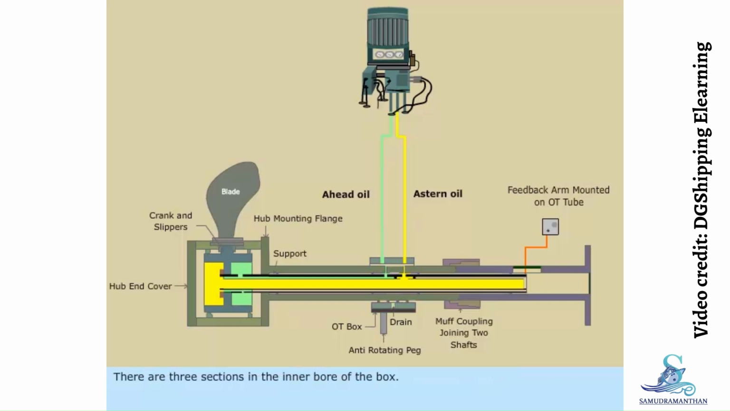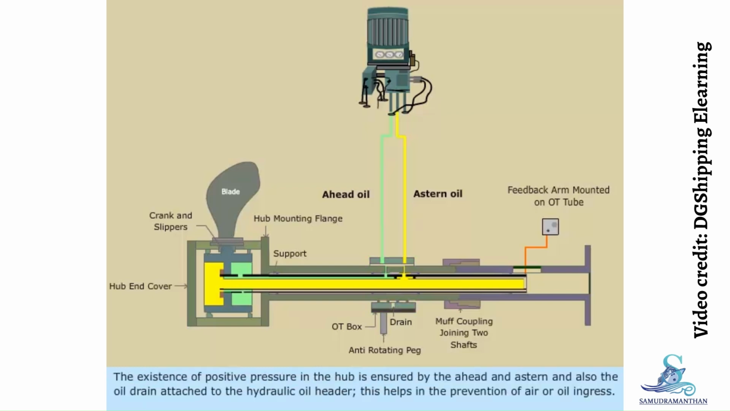This sits on the shaft on bearings and is prevented from rotation by a peg. There are 3 sections in the inner bore of the box. The existence of positive pressure in the hub is ensured by the ahead and astern and also the oil drain attached to the hydraulic oil header. This helps in the prevention of air or oil ingress.